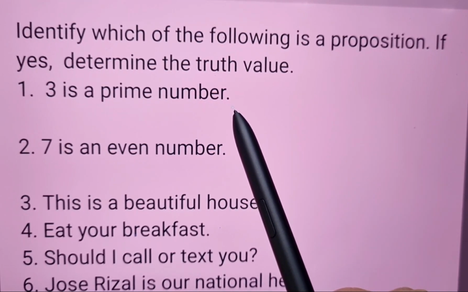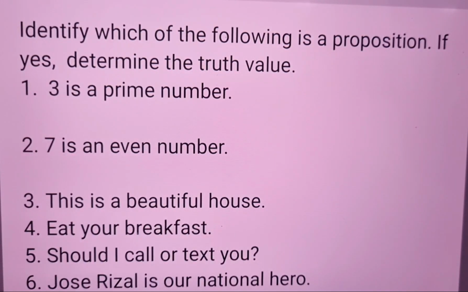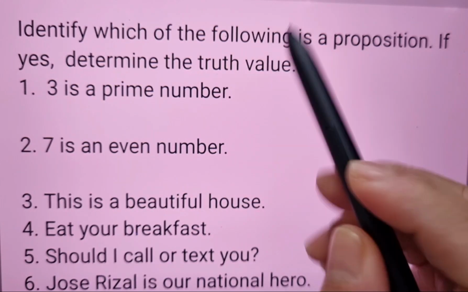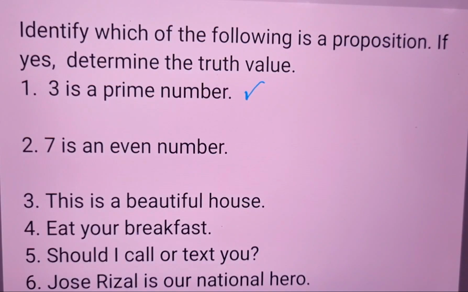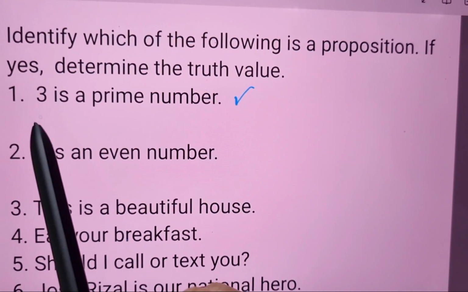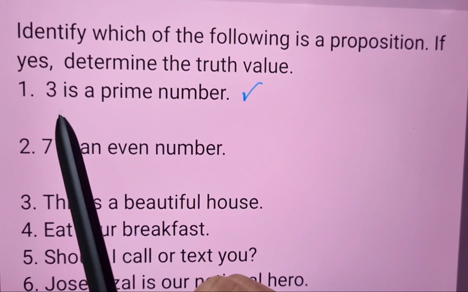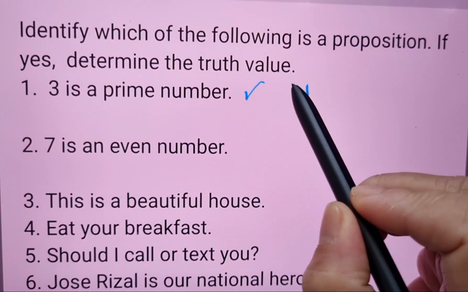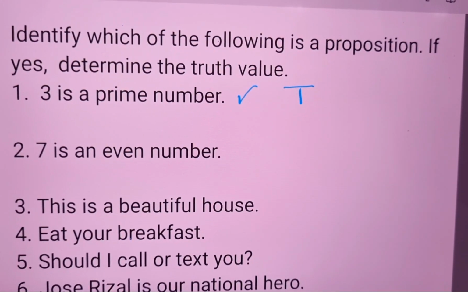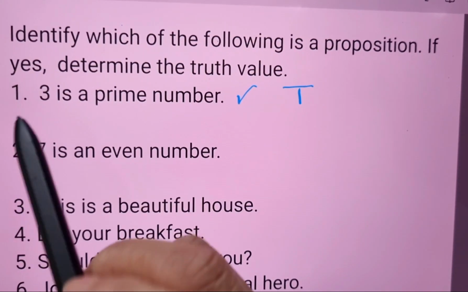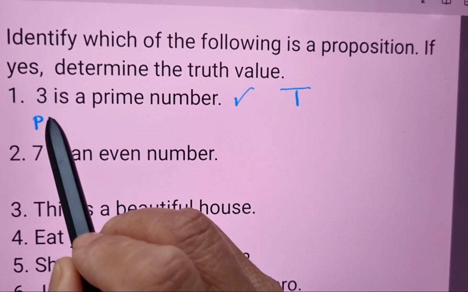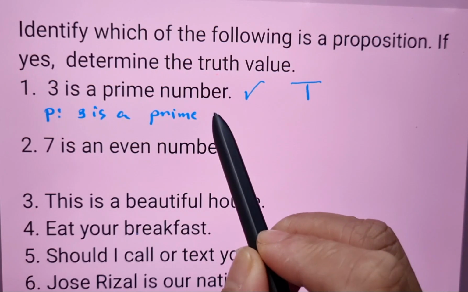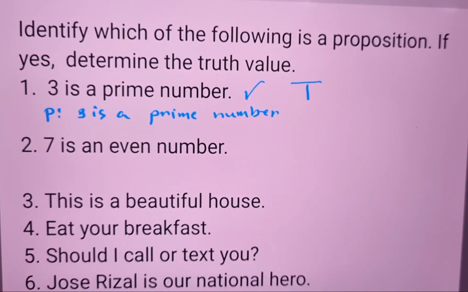You are telling that 3 is a prime number. Now, this can be true or false. Yes, so it means this is a proposition. Now, what is the truth value? Is it true or false that 3 is a prime number? Since 3 is a prime number, therefore the truth value of this proposition is true. Okay? Now, you can write this as, let's say, this is our P. 3 is a prime number. We can label that like that.